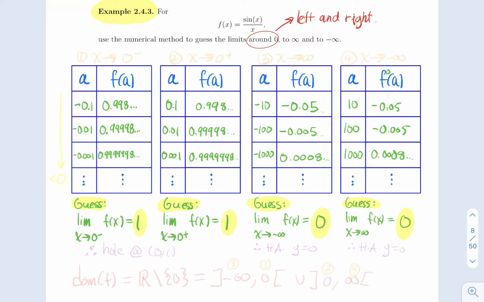My left-handed limit for 1, my guess was 1. My right-handed limit for 1 was 1. Also, for 0 was 1. And going to minus infinity or plus infinity, I got 0. Couple of remarks since we're here.